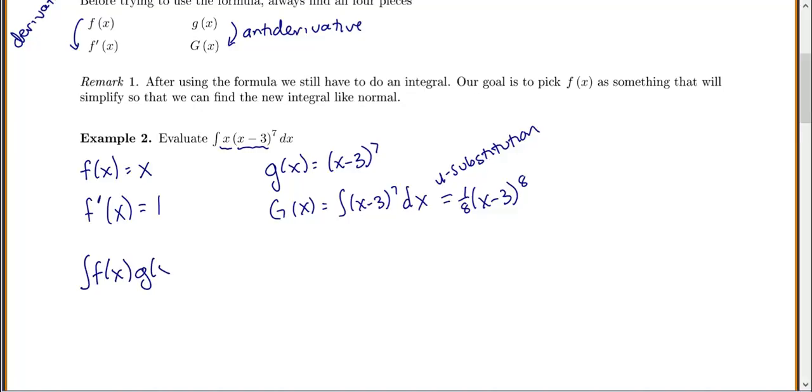The integral of f of x g of x equals, and I don't have it memorized at the moment since I haven't had to use it for a few years, f of x times capital G of x, or the antiderivative, minus the integral of f prime of x times capital G of x dx.